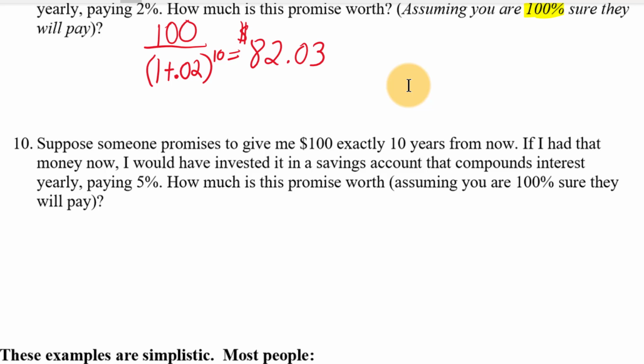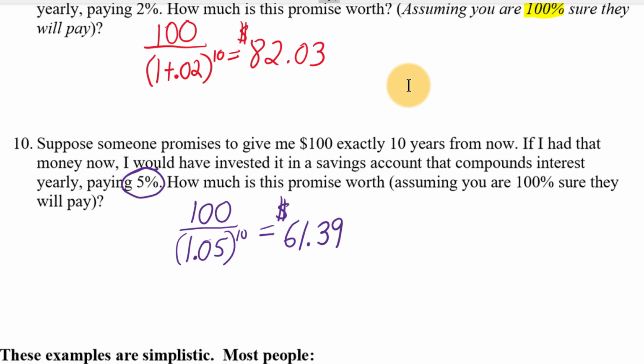Let's do one more problem just to get a feel for how these numbers change as interest rates change. What if exactly the same thing happens except I could invest that money? If I had the money today, I could earn 5% on it. Then the present value today would be $100 divided by 1.05 to the 10th, and that would be $61.39. So that promise of $100 in the future is now worth less to us because if we had the money now, we could earn more on it through time. So there are a couple of different ways you can interpret these present value kinds of ideas.